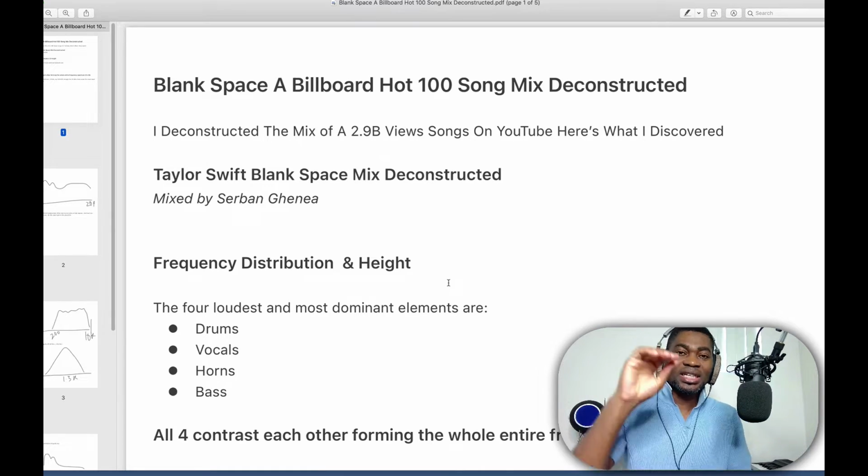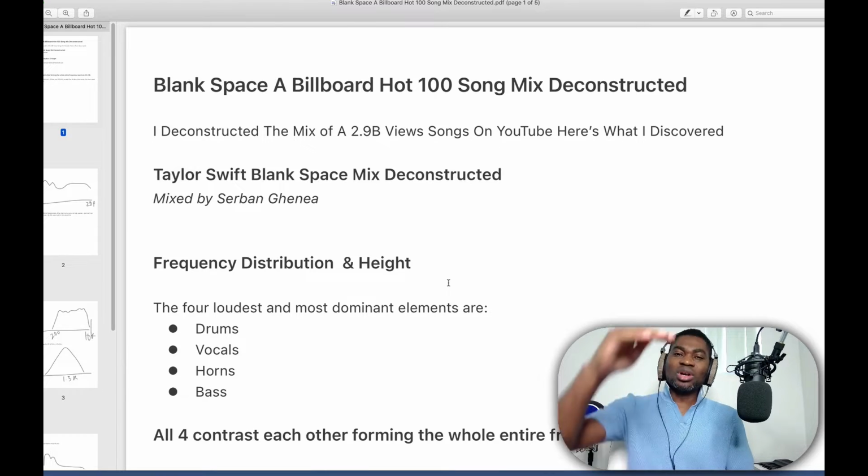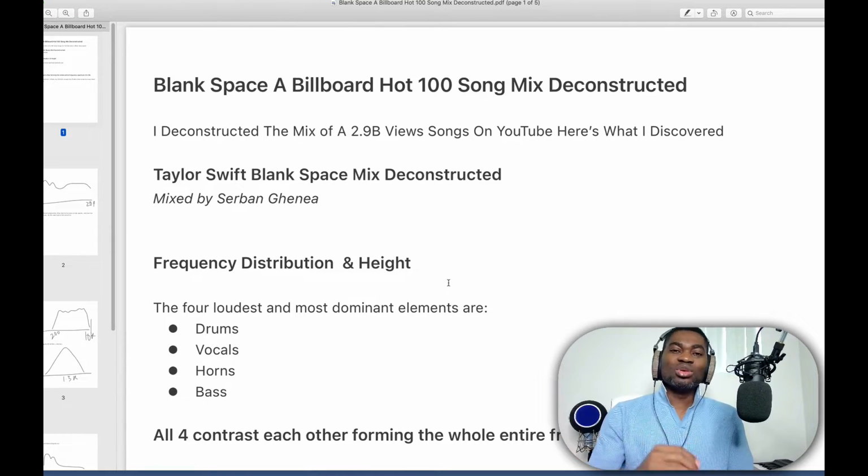This is crazy. This mix was mixed by one of the top of the top guys, who has hundreds of Billboard hits in the 200s or 300s. This guy has mixed all the records of our life. Man, Google the guy. Anyway, this song right here is Taylor Swift. Blank Space was one of the songs that he mixed, and I was able to get the stems of it, and I broke down the mixes for you guys.